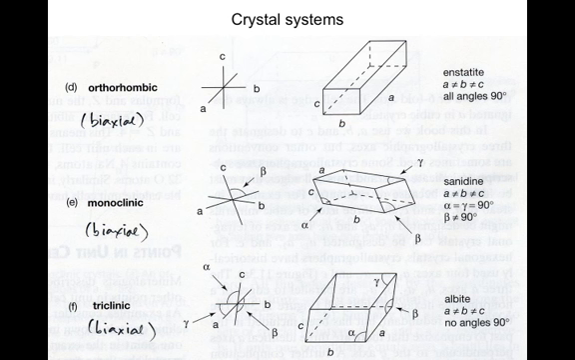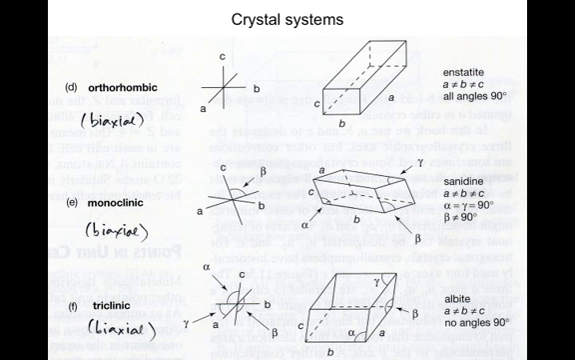The next 3, the orthorhombic, monoclinic, and triclinic crystal systems. This is an example of an orthorhombic crystal system, and it's also an orthopyroxene, if that helps you remember in the future. The 3 crystallographic axes are all different lengths, but they all intersect at 90 degrees. The last 2, the monoclinic and the triclinic crystal systems, are the crystal systems for feldspars.